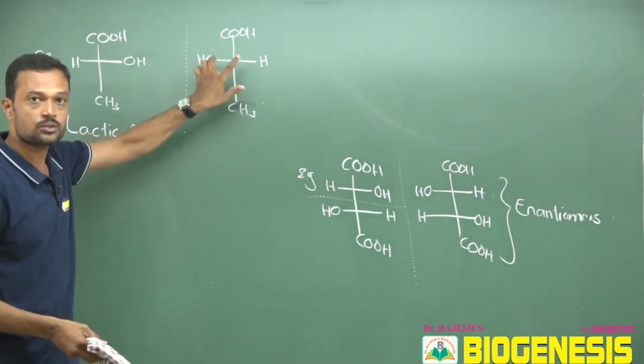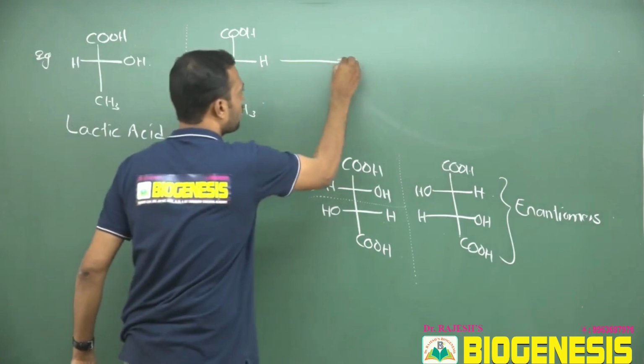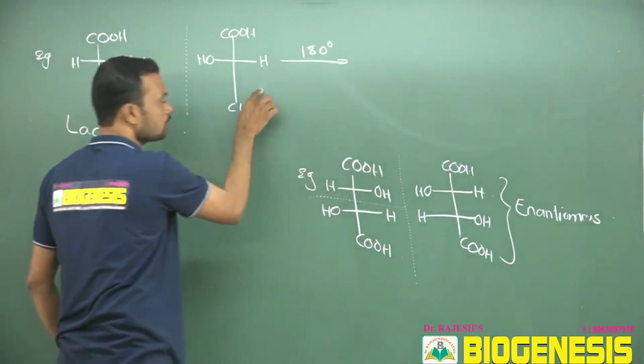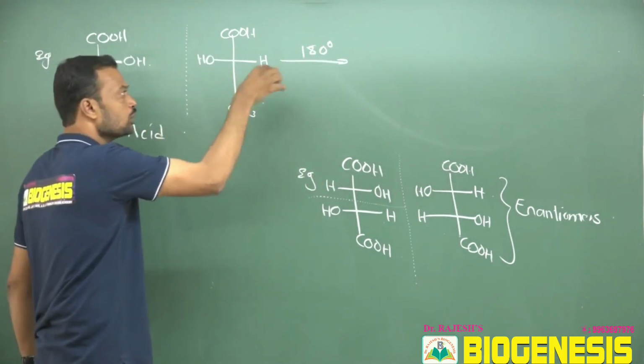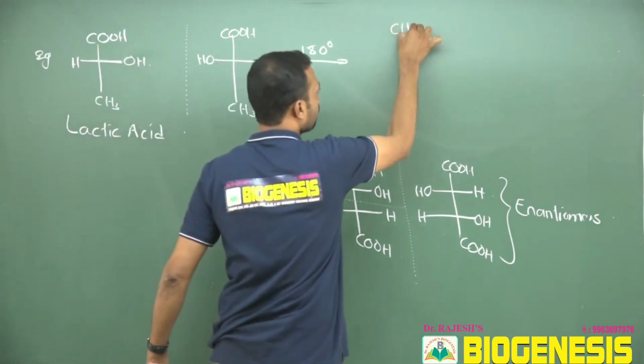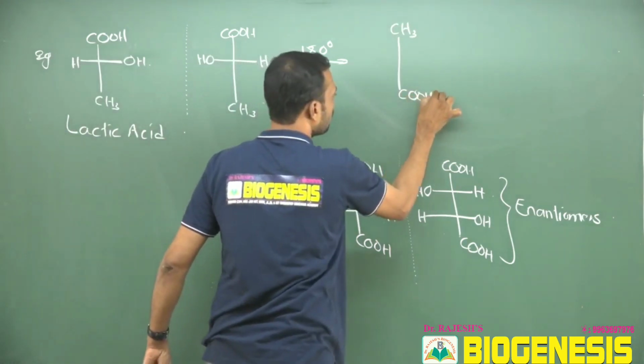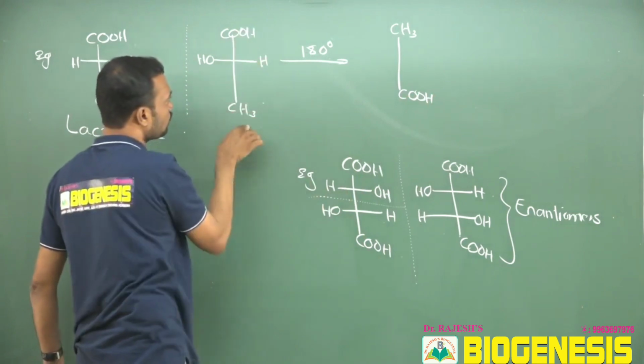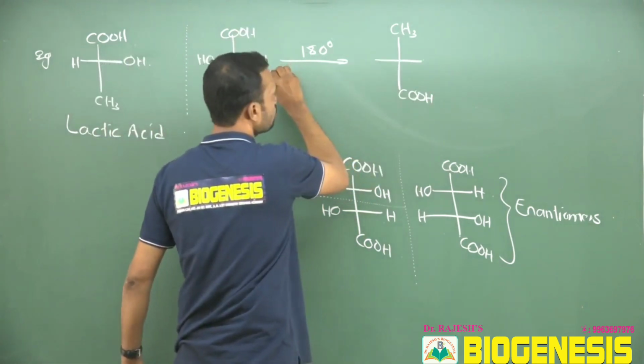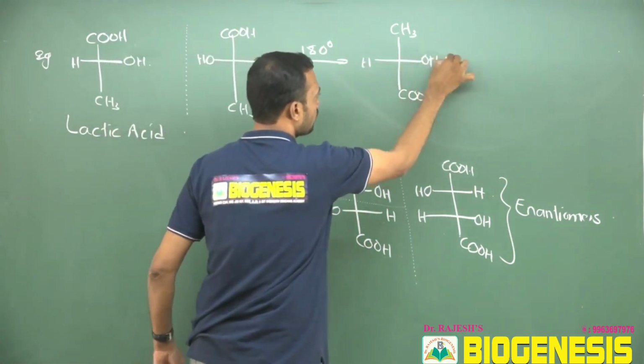Now, how to identify whether it is an enantiomer or not? Take the image and rotate the image about 180 degrees. Rotate this image, not the original molecule; the image we need to rotate 180 degrees. If I rotate 180, now see, this methyl goes in the above direction, and the carboxylic acid goes to the below side. Now hydrogen goes to the left side, and hydroxy goes to the right side.